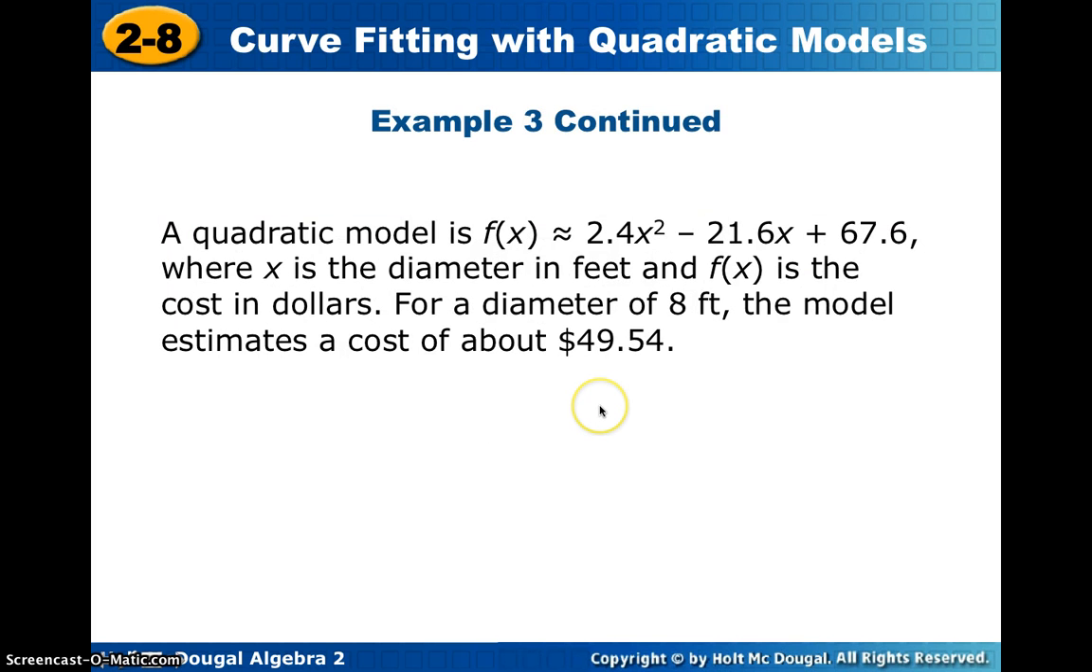All right, so we've got our answer then. We've taken the function that they gave us when we did the quadratic regression, and we put in the values for a, b, and c, and we got our function. Okay, when we graphed it, and we used the table to see that for a diameter of 8, the model estimates a cost of about $49.54. All right, great.